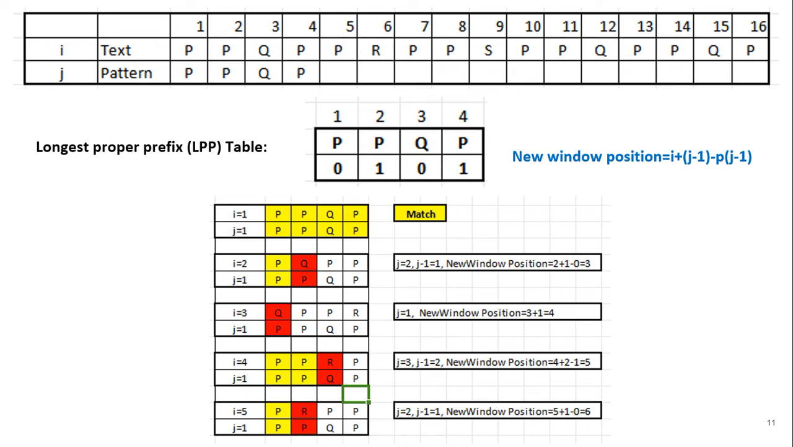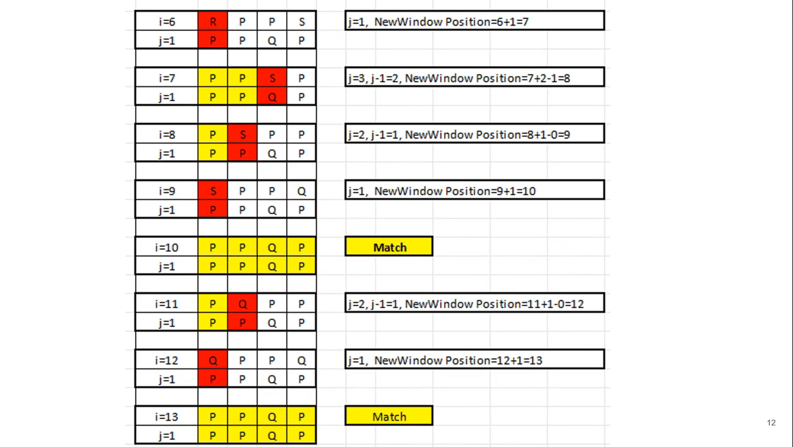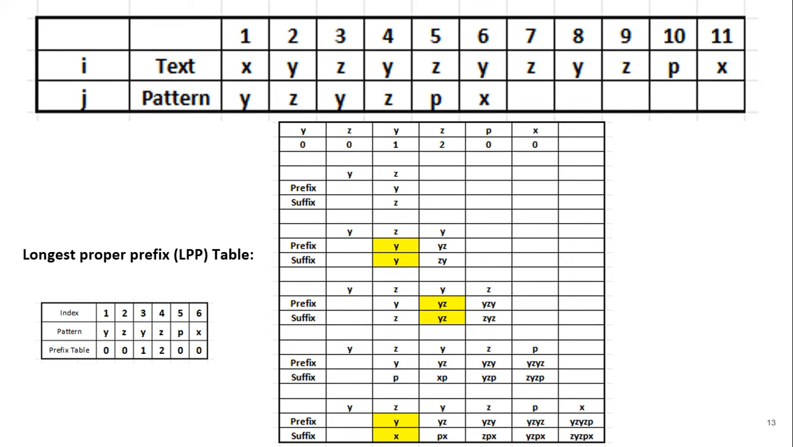But when mismatch occurs when I is greater than or equal to 1, at that time we are using this formula, that is I plus j minus 1 minus p of j minus 1. Now see the next example. Pattern is YZ YZ PX. So by using the prefix table we are first creating this value.